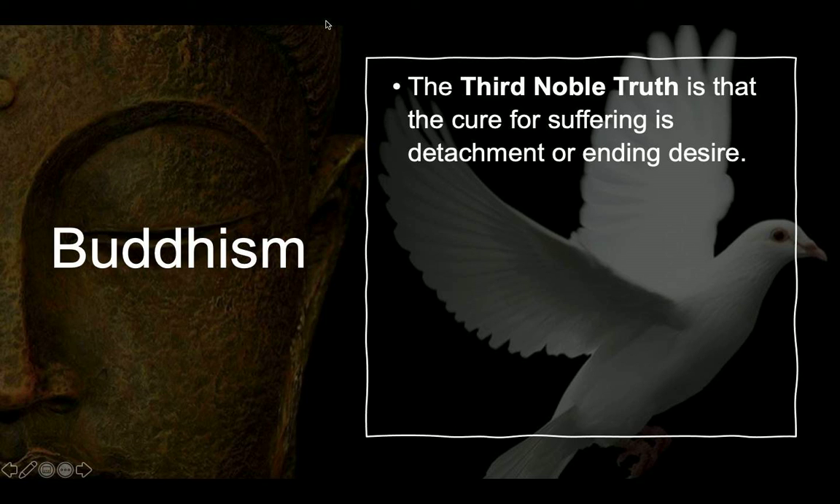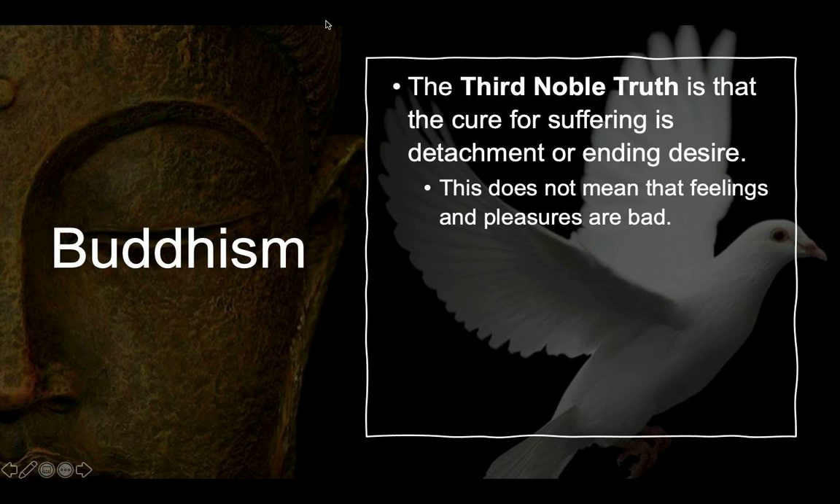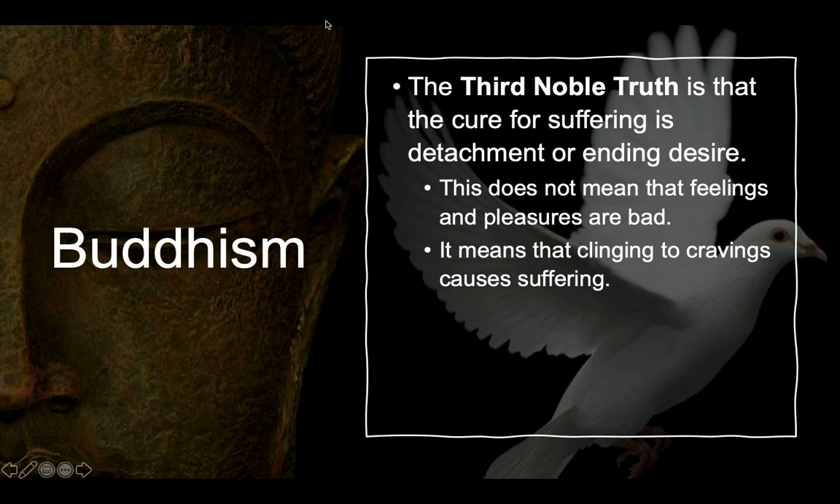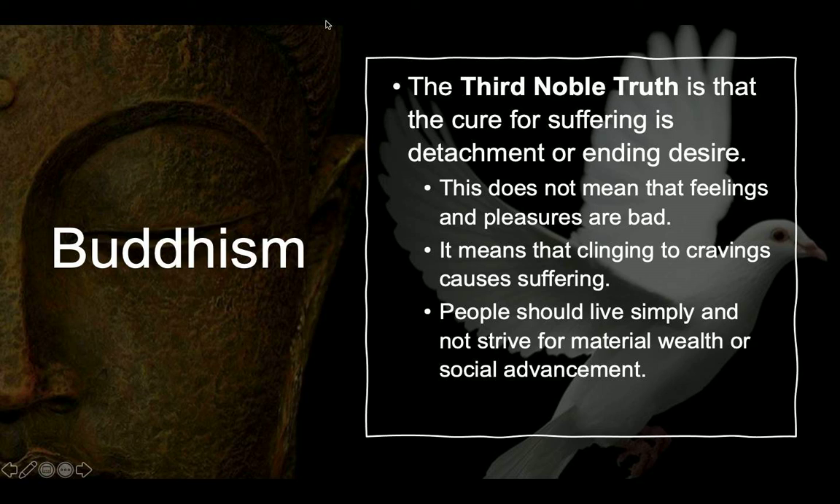The third noble truth is that the cure for suffering is detachment or ending desire. This does not mean that feelings and pleasure are bad. It means that clinging to cravings causes suffering. People should live simply and not strive for material wealth or social advancement.